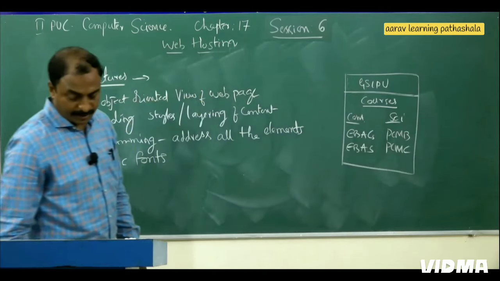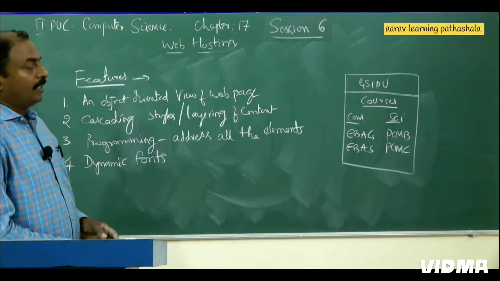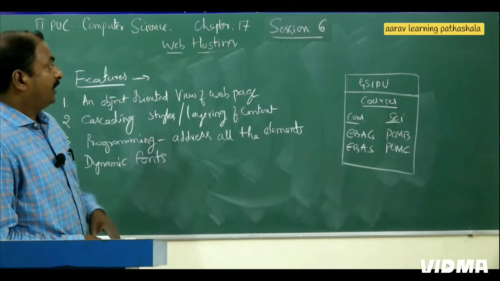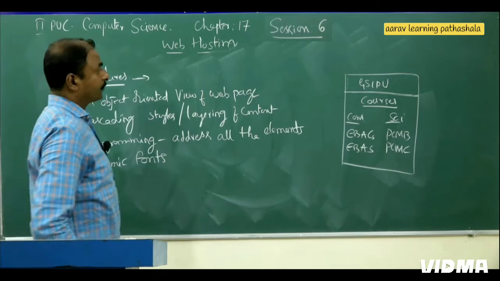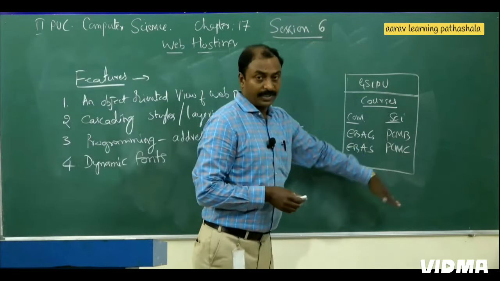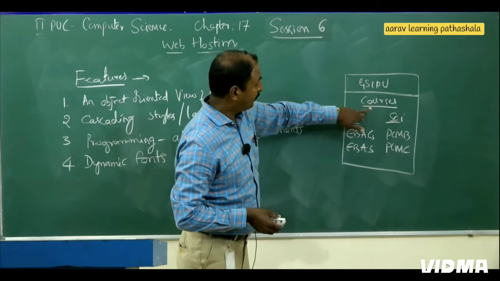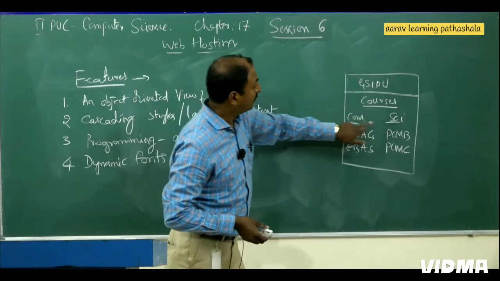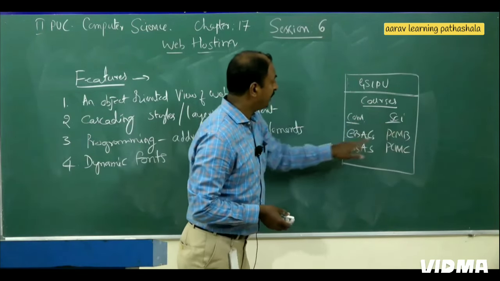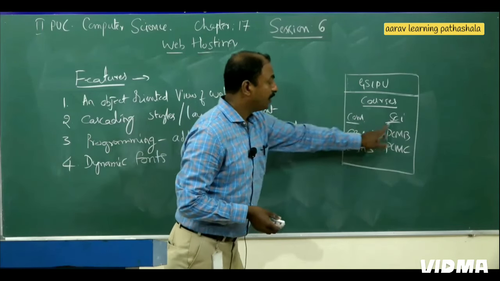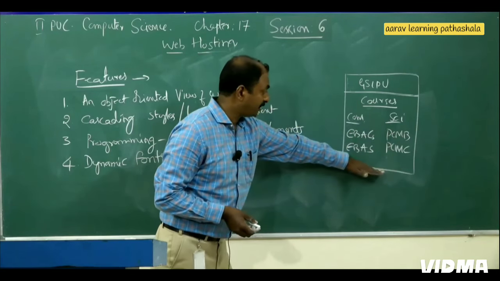Just imagine that. Just suppose you have a website like this. If you look at a website, you may find a heading like this. Under this we have a subheading. Under this we have two tabs, commerce and science. Under this we have numbers and the combinations available under these sections.